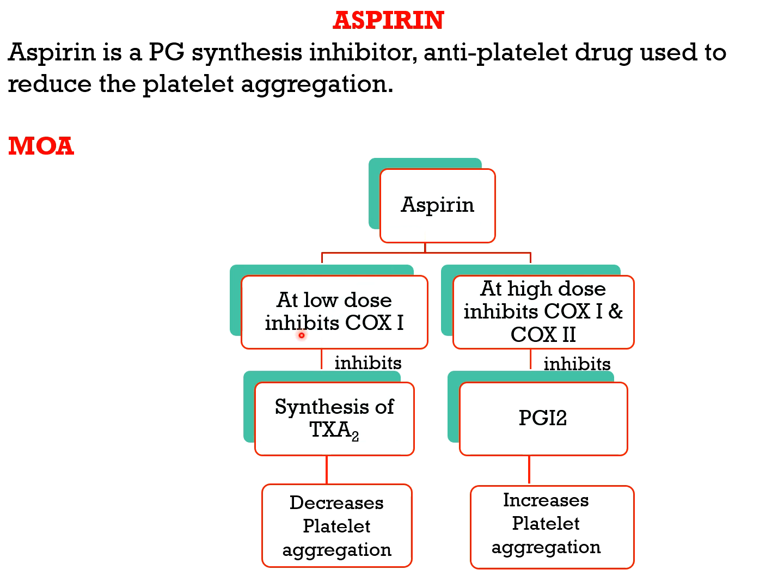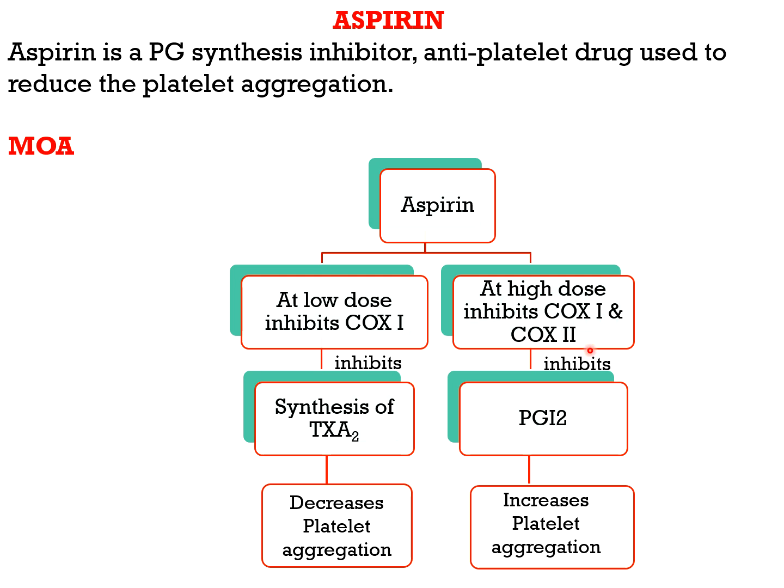Aspirin at low dose inhibits the COX-1. By inhibiting the COX-1, it inhibits the synthesis of thromboxane A2. This thromboxane A2 is required for the activation of the platelets. Due to inhibition of thromboxane A2 synthesis, there is a decrease in platelet aggregation, so that it reduces the platelet action.